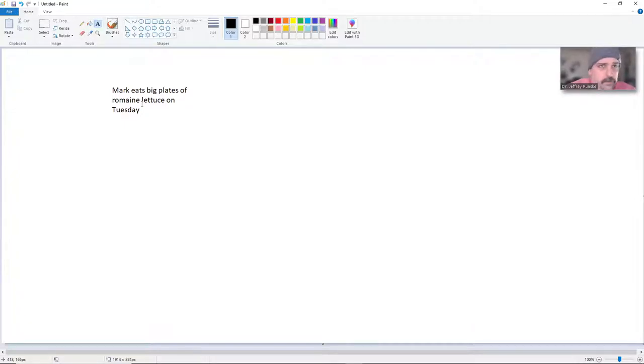Or you can even do it with the whole verb phrase because the whole thing is a constituent. So it is eat big plates of romaine lettuce on Tuesday that Mark does. That one gets a little funky, but it's still pretty grammatical. You just have to think of a context where that would occur. Look at the Carnie text for additional constituency tests.